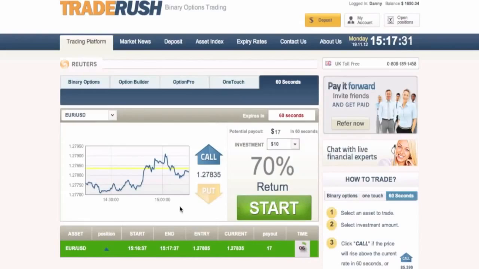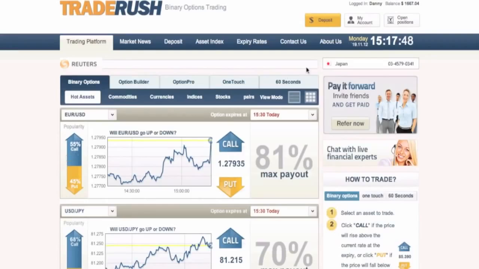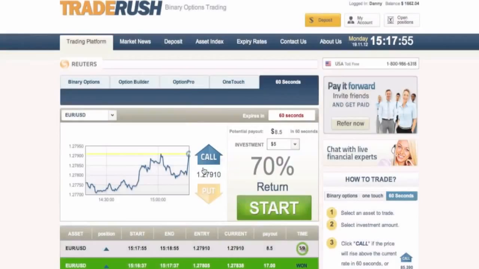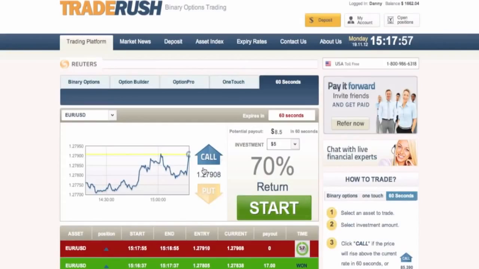Now, this trade is looking very good. It looks like it's going to come in, which means we'll have a $2 profit. And now it's expiring, and here we go. I've won. And as you can see, my balance has also been updated. So it's time to repeat step 1. So I go back to the binary options tab and see that 55% is still trading call. So we put on our $5 trade again, hit start, hit OK, and we're off.